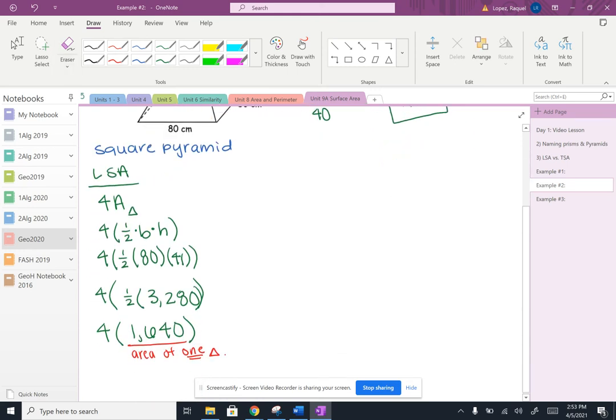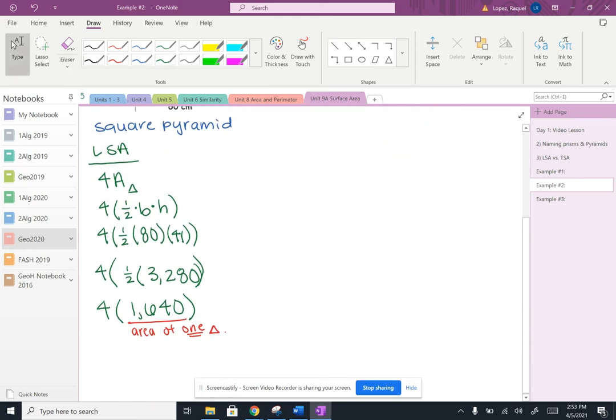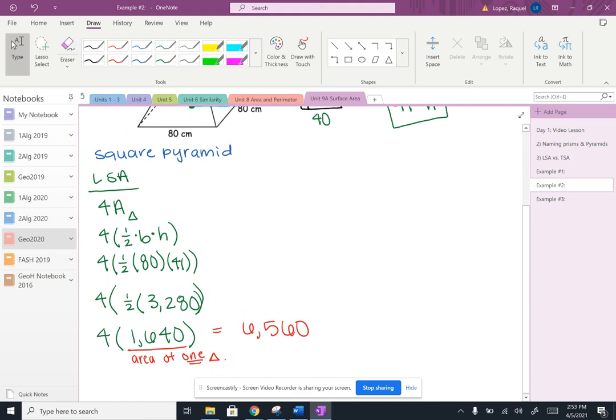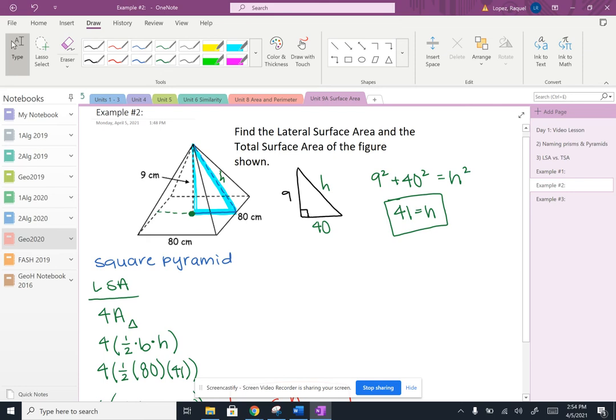But there's 4 of them. So now I need to multiply 1,640 by 4. And that's going to be 6,560 centimeters squared. So the lateral surface area of this pyramid is 6,560.